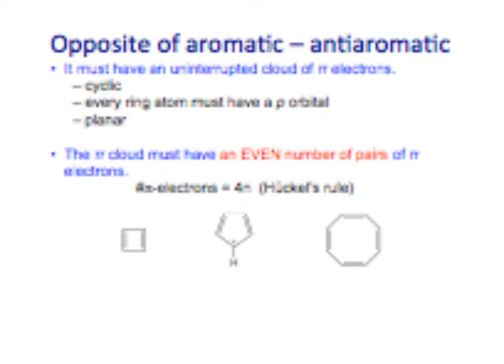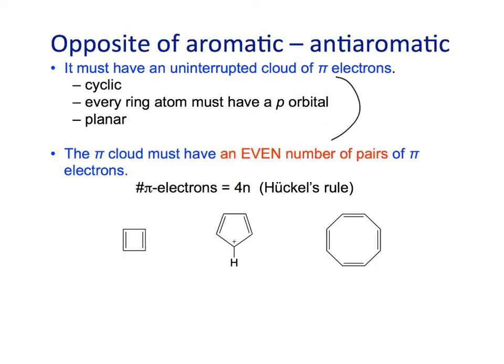Okay, so if you have matter, of course you need to have antimatter, if you're watching Star Trek or something. If we have aromatic, we could also have anti-aromatic. All right? So anti-aromatic compounds have to meet all of these same criteria. However, they have an even number of pairs of electrons. So Huckel's rule says anti-aromatic compounds have 4n pi electrons rather than 4n plus 2.